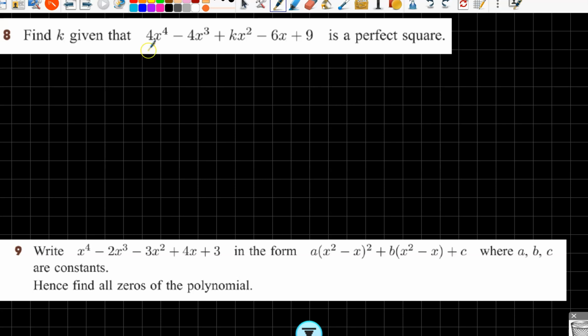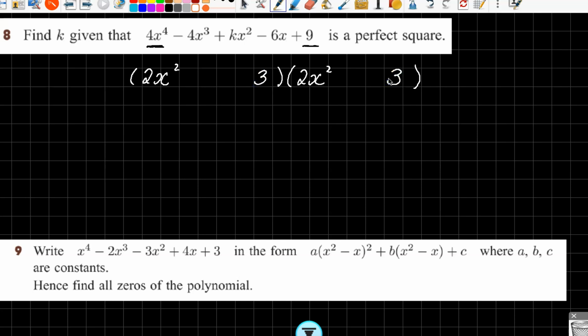Now, obviously, this bit here is going to be one of the keys, because we would have to have 2x squared times, of course, itself, 2x squared. Would you agree? And then the other key is your 9. So that would have to be a 3 here and a 3 here.